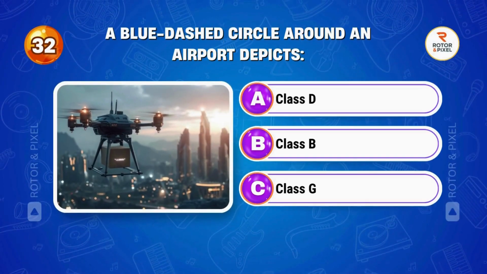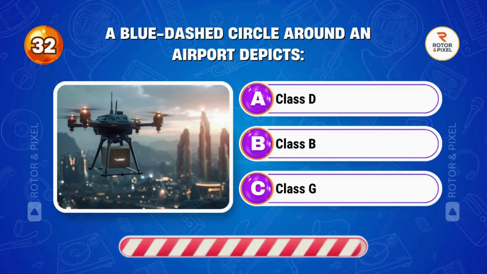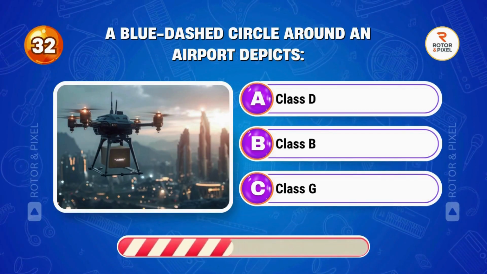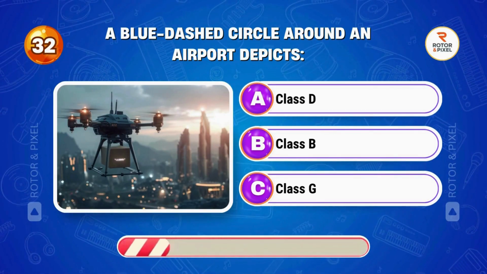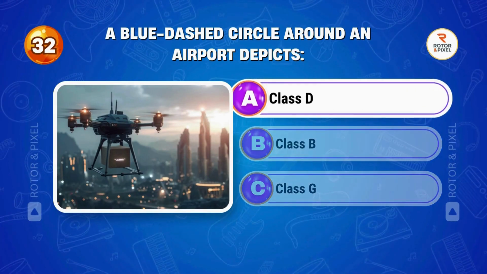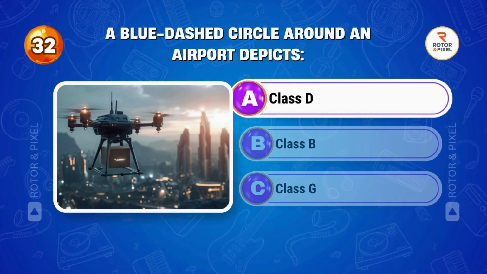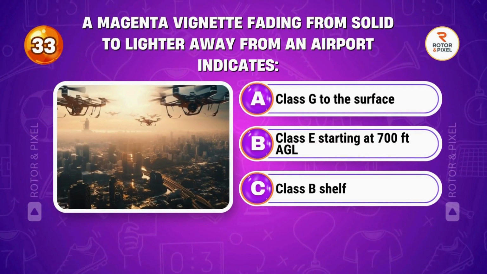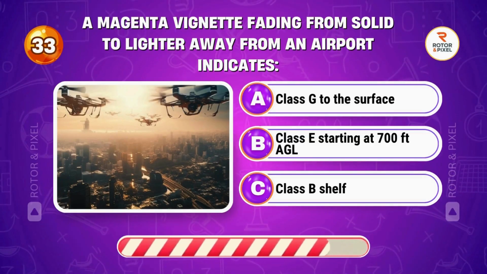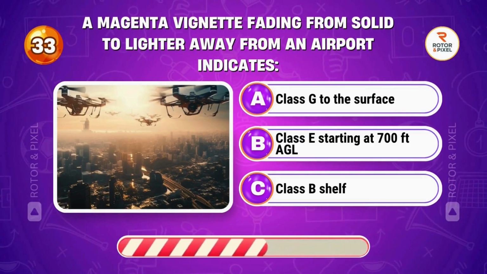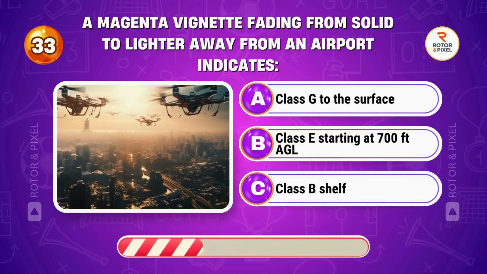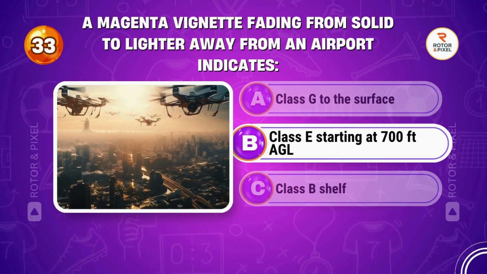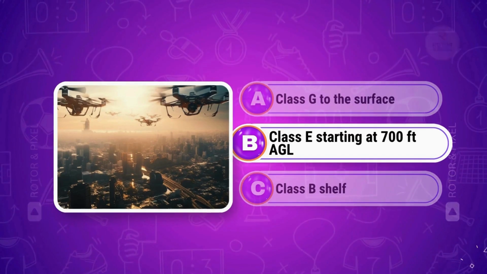A blue dash circle around an airport depicts Answer A, Class D. A magenta vignette fading from solid to lighter away from an airport indicates Answer B, Class E starting at 700 feet AGL.